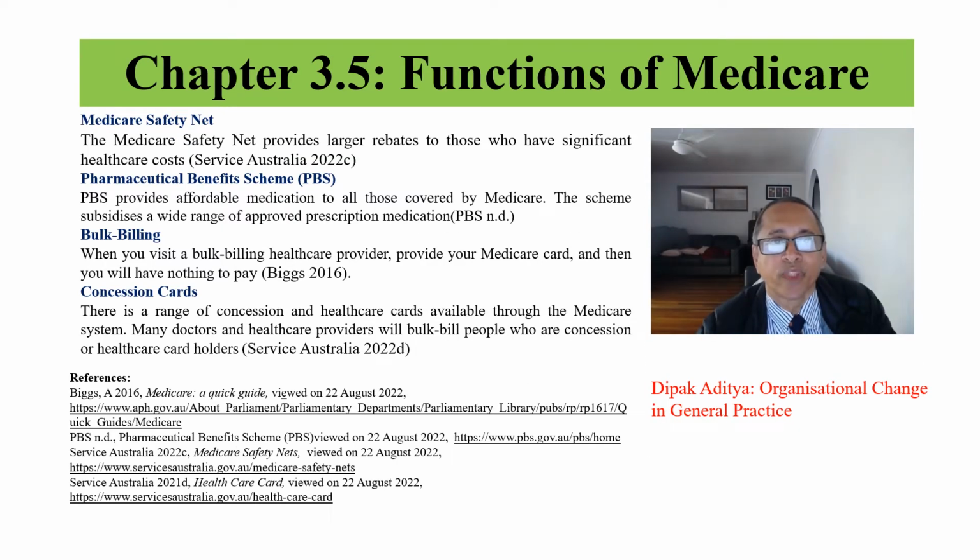Medicare safety net. It provides a large rebate. There are three types of safety net. Original Medicare safety net is $495.6. Extended Medicare safety net general $2,249.8. Extended Medicare safety net with concessional and family tax benefit Part A is $717.9. PBS provides affordable medications to all those covered by Medicare. Bulk billing visit with a Medicare card, you do not have to pay anything. Concession cards are available as well.